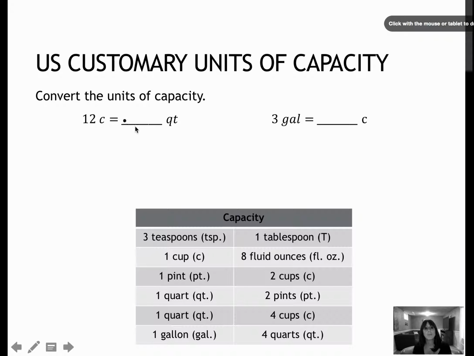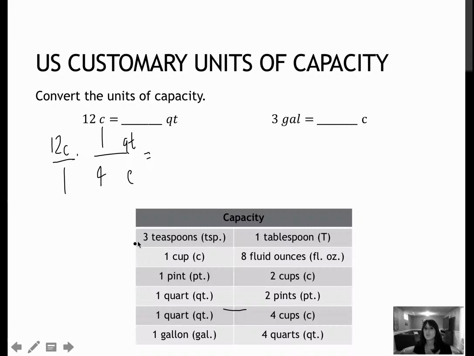So 12 cups to how many quarts? I need to find that line that equates quarts and cups. Remember, when we multiply by that conversion factor, cups needs to be on the bottom and quarts needs to be on the top. So there are 4 cups to 1 quart. To find the answer, then, I would take 12 times 1 divided by 4. Remember, because this is just 2 fractions that I'm multiplying. And I would end up with 3 quarts. So 12 cups is the same as 3 quarts.